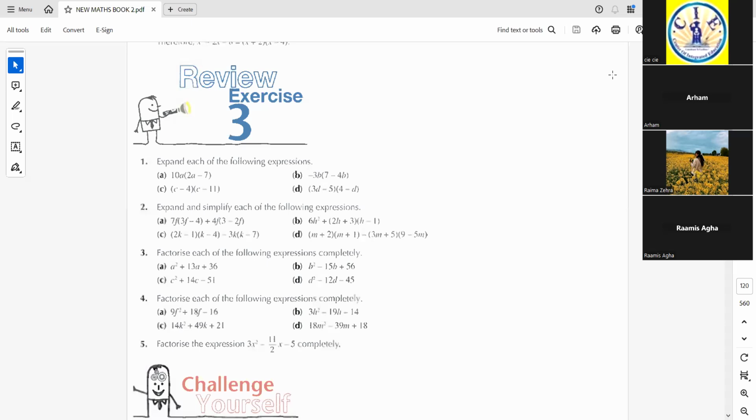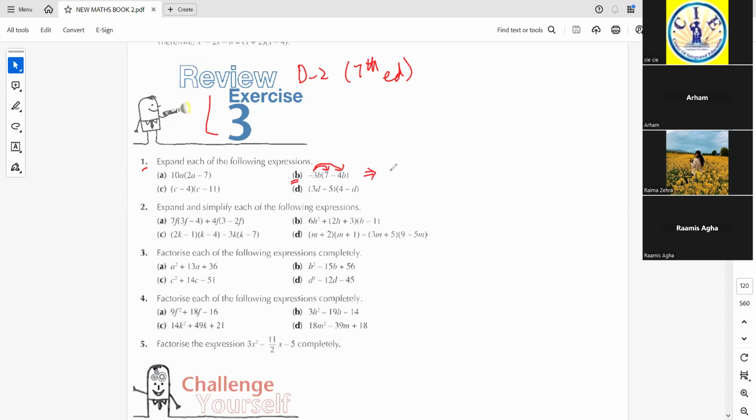Now we are going to solve some of the questions of review exercise 3 from D2, 7th edition. It's question number 1. For example, we can have its part B, which is negative 3b times 7 minus 4b. So we can multiply this with this and this with this.